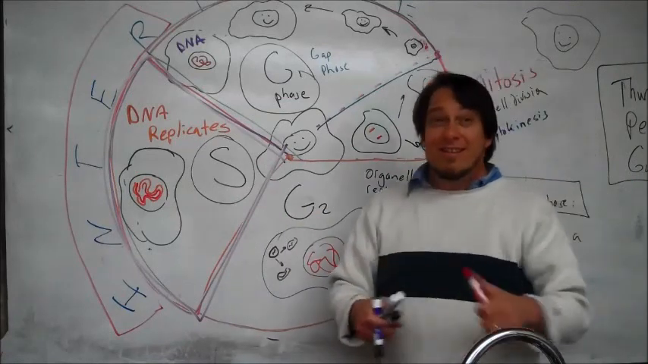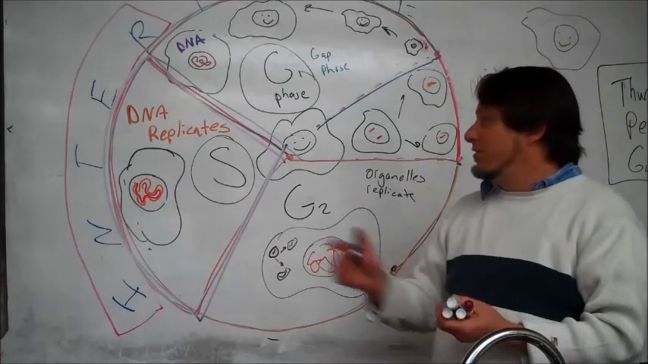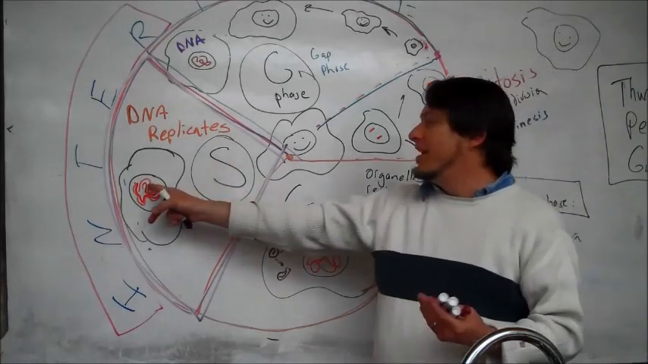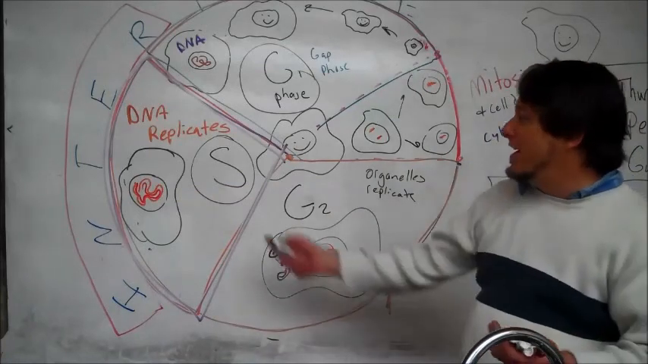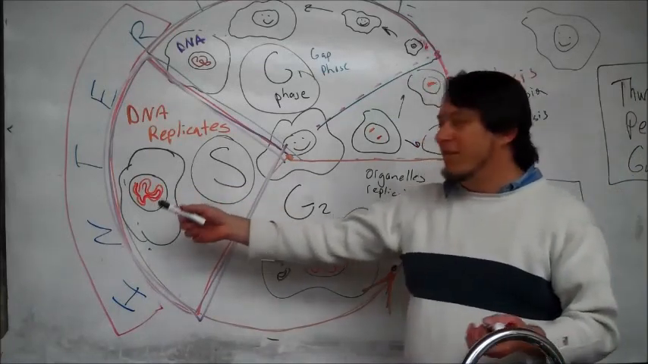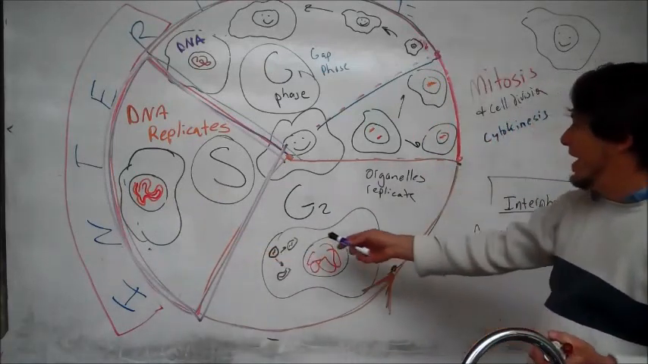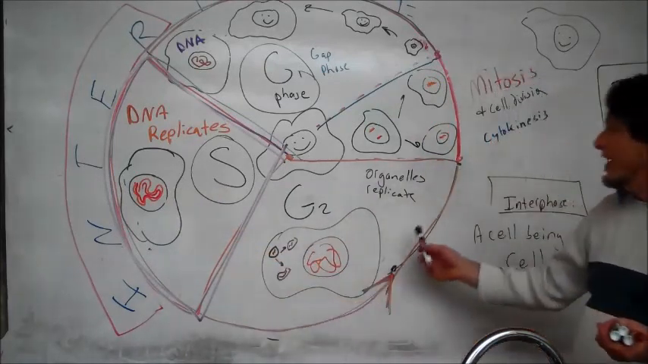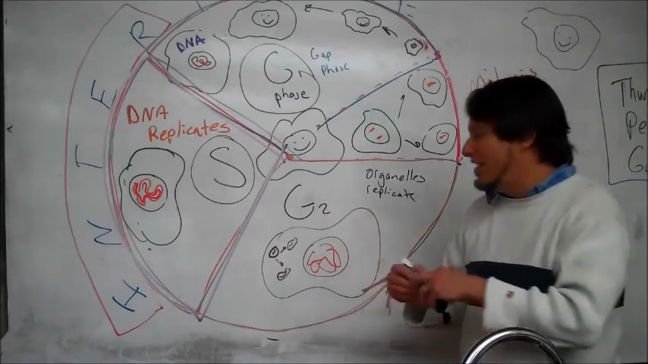But anyway, he doesn't replicate himself. No, he doesn't. It's just the DNA. Just the DNA, right? So all he's doing is making another copy of the DNA that's inside of his nucleus. Everything else pretty much remains the same. But then he goes through the G2 phase, where he's getting ready. G2, you can call that getting ready.